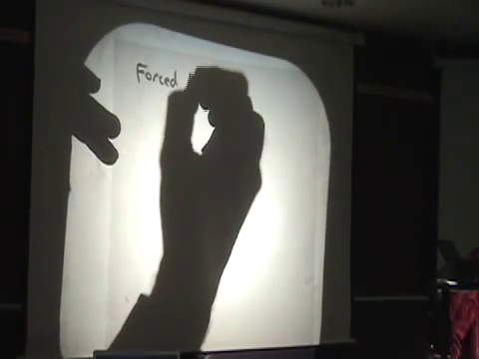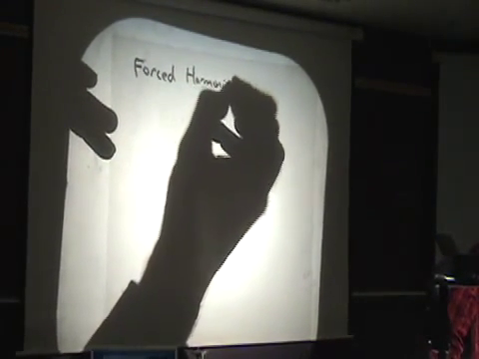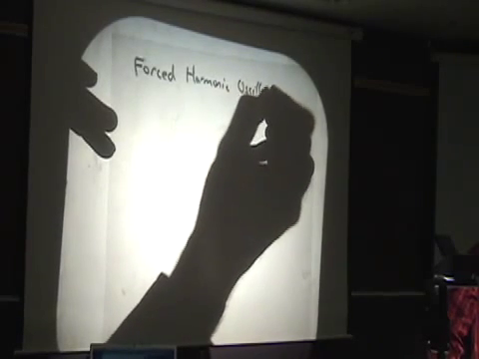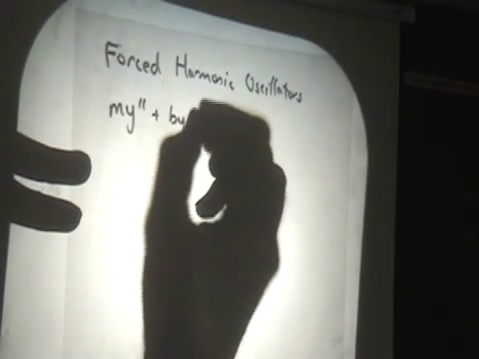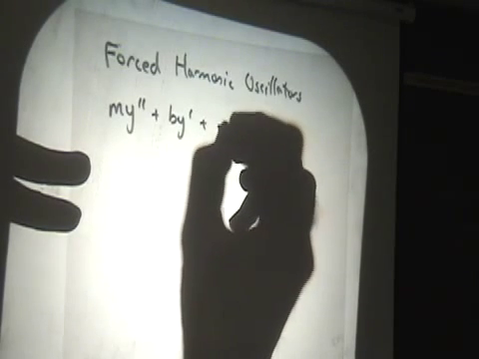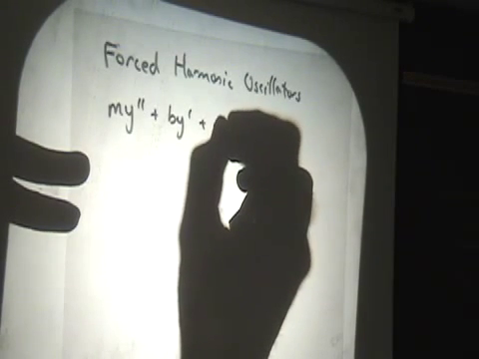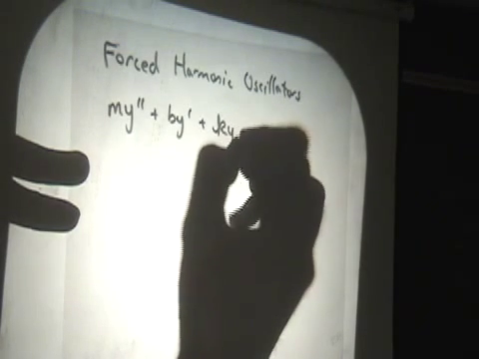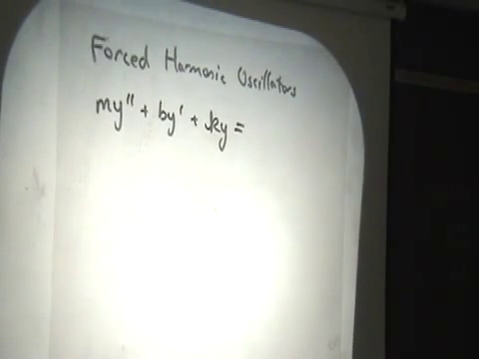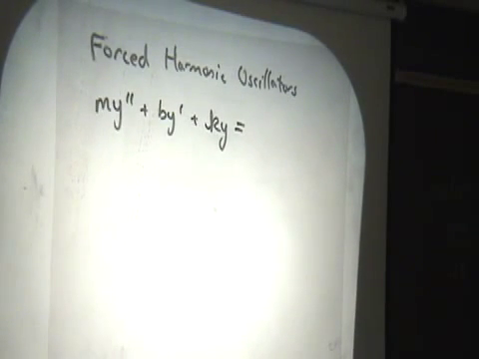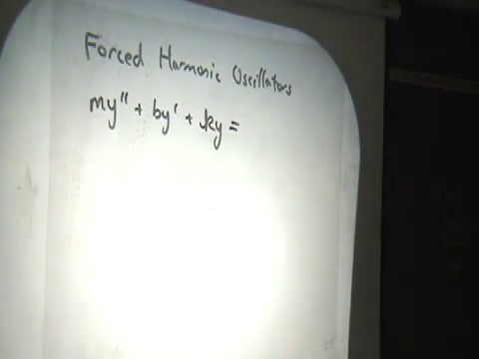Forced harmonic oscillators. They come up in the harmonic oscillator equation when you've got what's called an external force. And how an external force is modeled is with a function on the right-hand side.